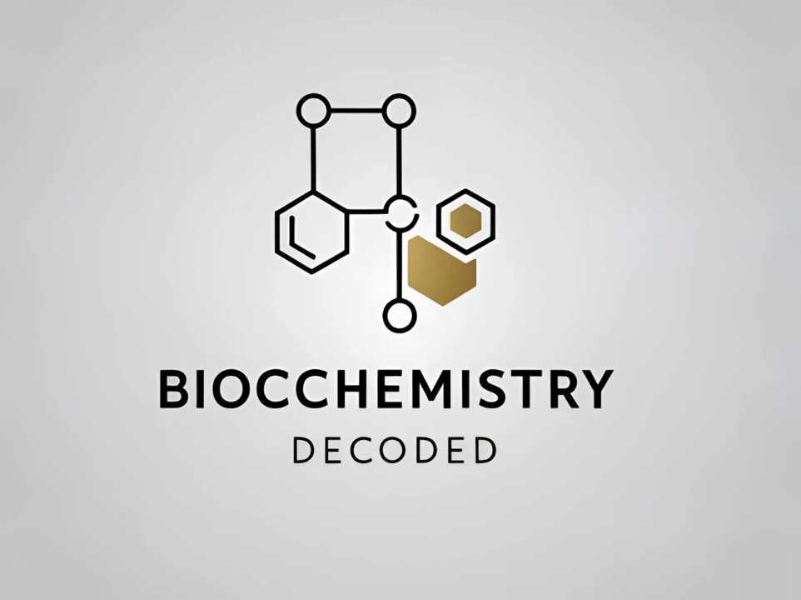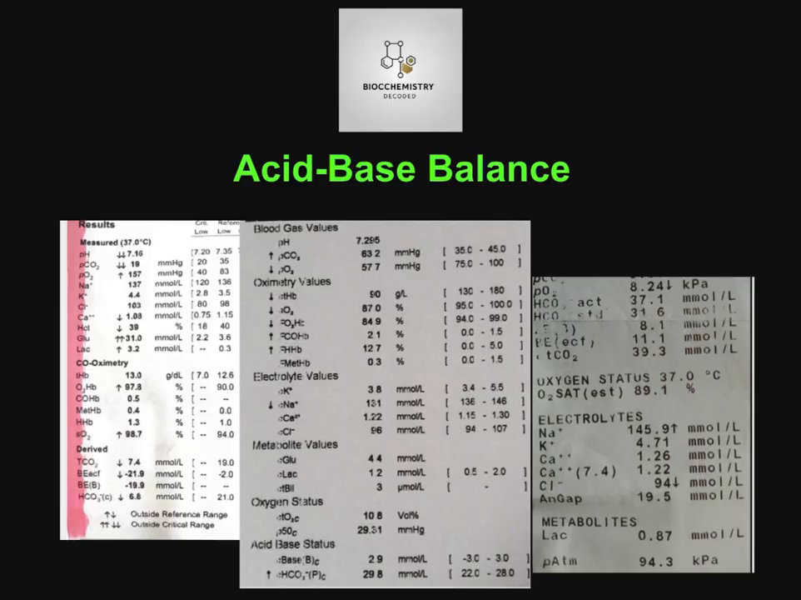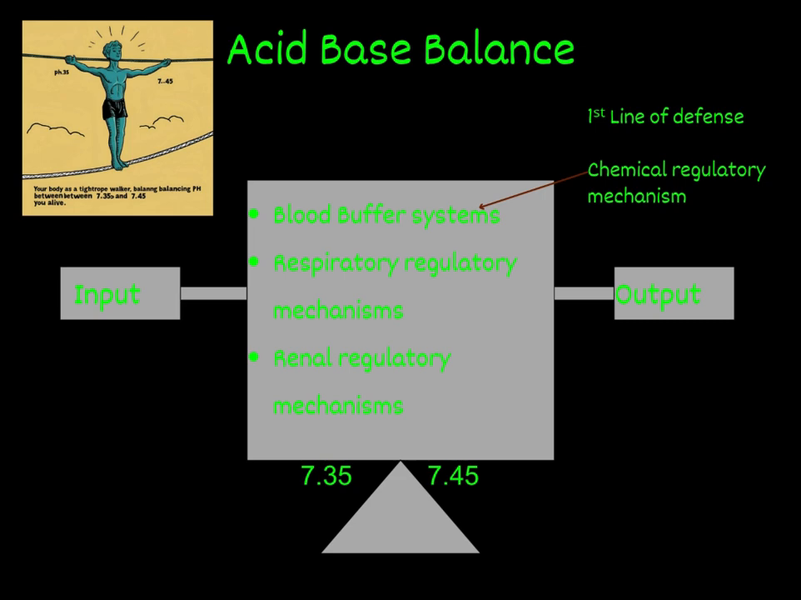Simplified and decoded. Today's topic is on acid-base balance, a must-know topic for every healthcare professional. Whether you're a med student, nursing student, or preparing for exams, understanding this concept is critical for interpreting blood gases and managing patients. Imagine your body as a tightrope walker, balancing pH between 7.35 and 7.45 to keep you alive.